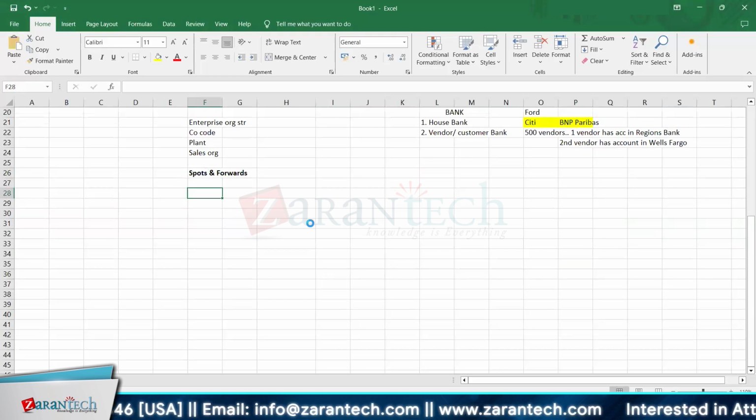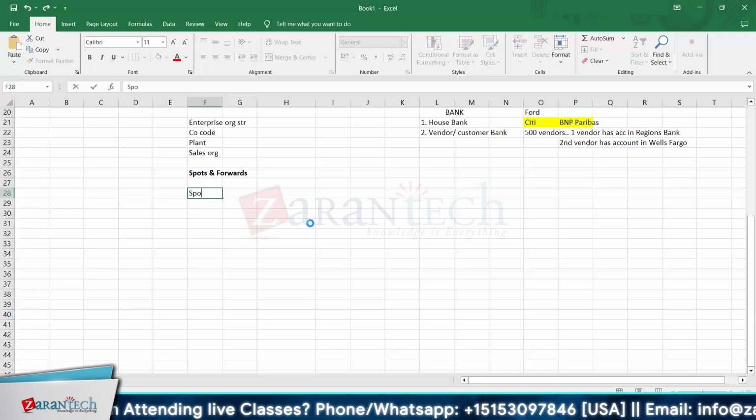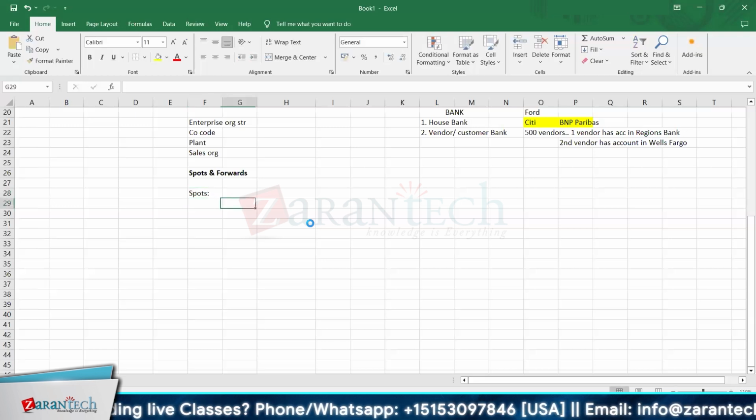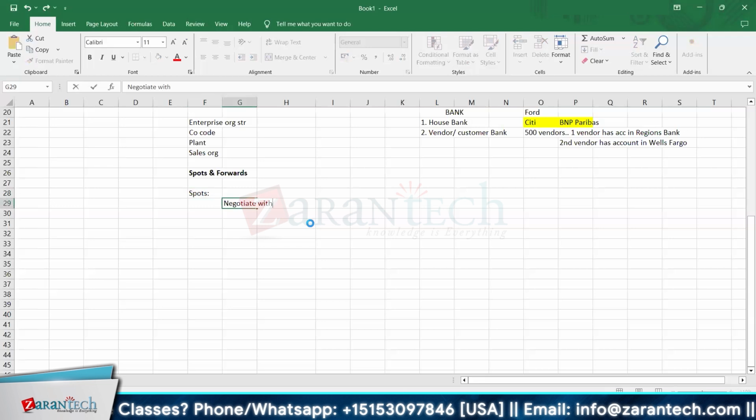Let's say you have the example that I gave previously. You're an Indian company, you're procuring goods from China, and you're trying to ensure that you get a good rate between your INR and CNY, so that you can maximize your profit. It can be a spot trade where you get it on the same day, or it can be a forward trade. If we talk about spot trades, you negotiate with different banks and different institutions, and you try to get the best rate for you.